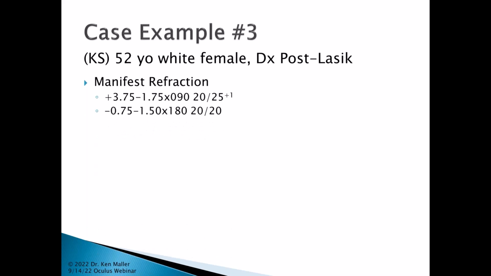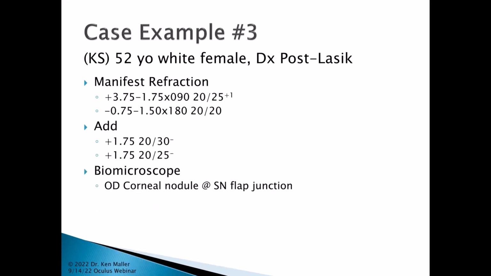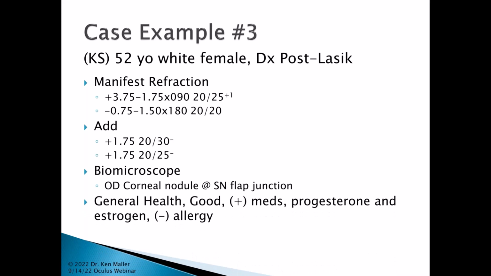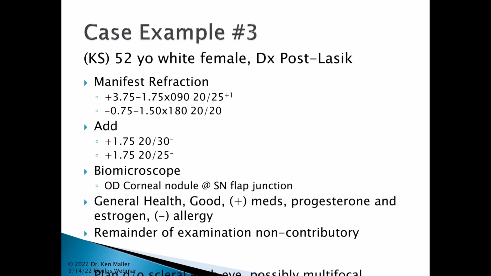I refracted her with a little bit of cylinder in both eyes, but quite a bit of plus in the right eye. And she was correctable to 20/20 in the left eye. The add was 1.75. And I noticed on the right eye, she has a corneal nodule at the superior nasal flap junction. Health-wise was good. She was only on progesterone and estrogen and no allergies to anything. And everything else was non-contributory.